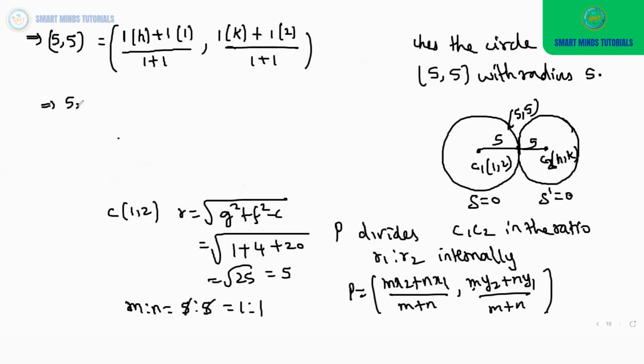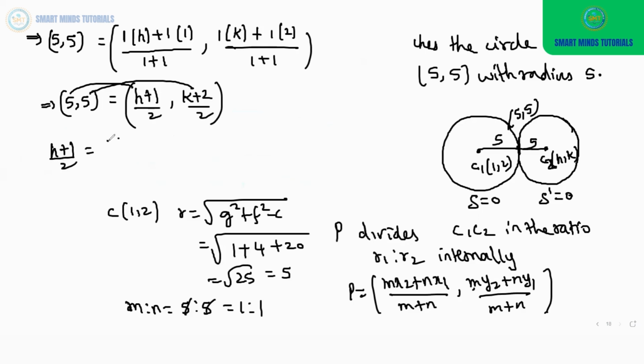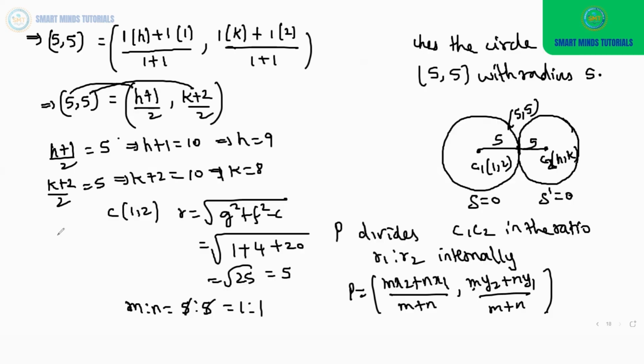So you get 5, 5 is equal to (h+1)/2, (k+2)/2. Equating both of them now. So (h+1)/2 is equal to 5. So h+1 is 10. h is equal to 9. Next, (k+2)/2 equals 5. k+2 is 10. k is 8. So we got the second center as (9, 8).